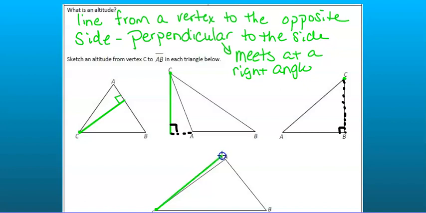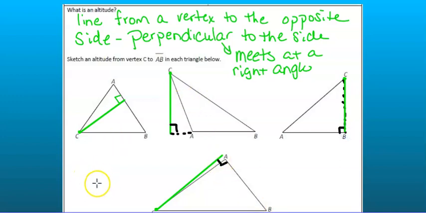That one might be, I don't know, it's really hard to tell. This is an obtuse, so I think it's going to be somewhere out here. So there's my right angle there. So all the green lines, well, and that one, I'll do that one in green too. Let's do this. So all the green lines are altitudes.